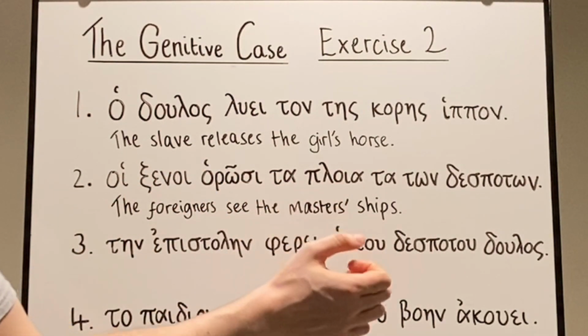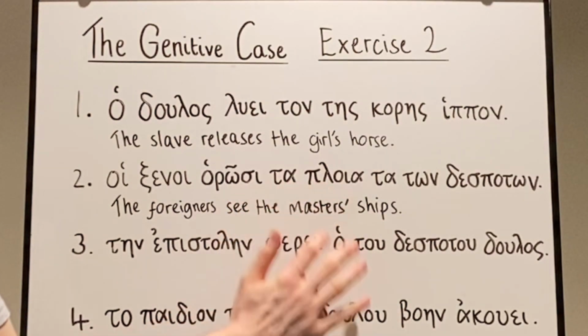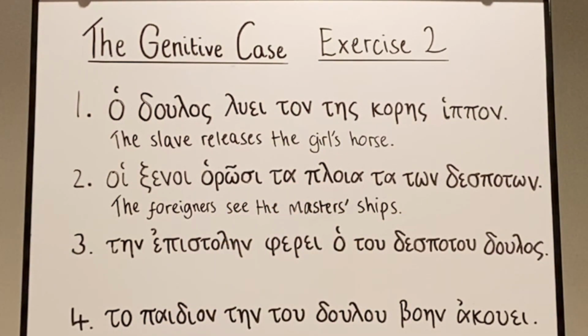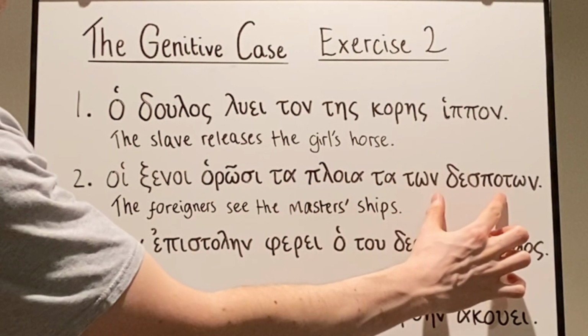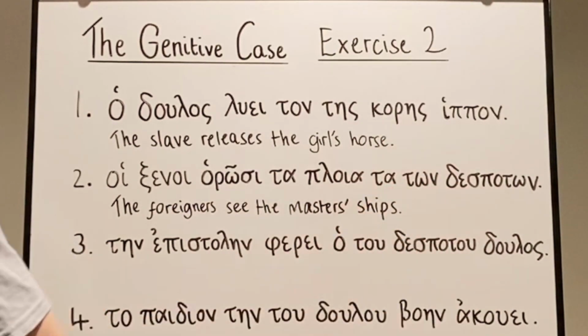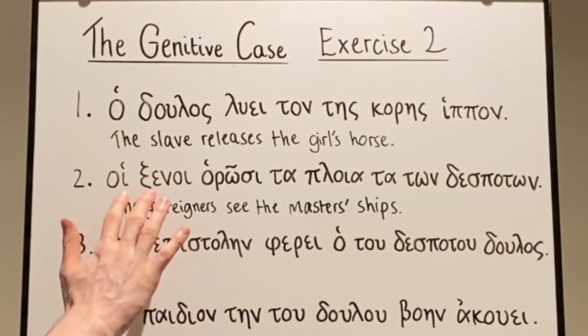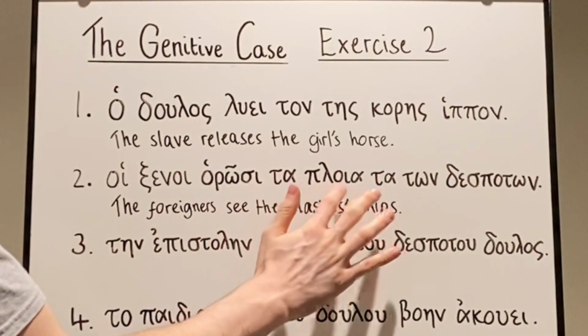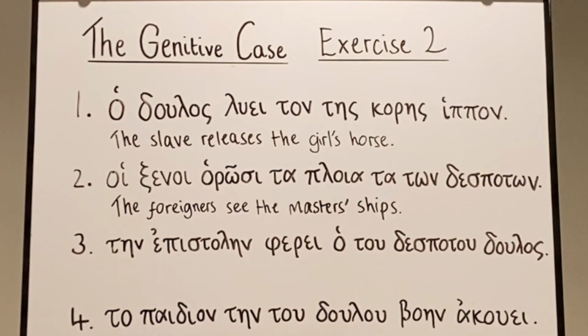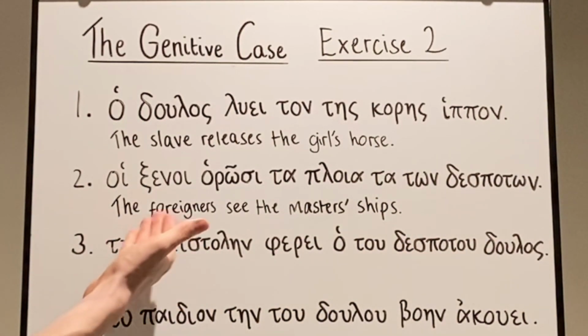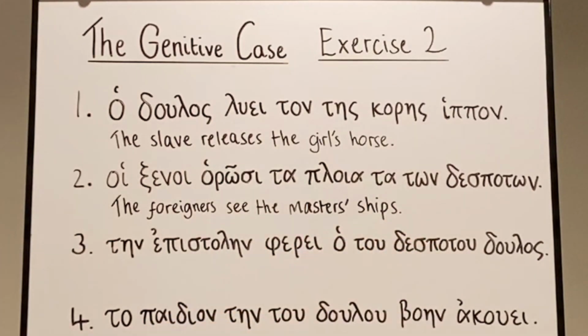Then we had the ships, ta ploia. We know it's plural because a plural definite article is used. And then we've got that definite article repeated here, so we know that we're being given some more information. And since we know ton is genitive plural, we know that this is the repeated article construction being used to deploy a genitive phrase. And so, overall, we know it means the foreigners see the ships, literally, the ones of the masters. However, I hope you worded it more nicely than that in the end and said the foreigners see the masters' ships.